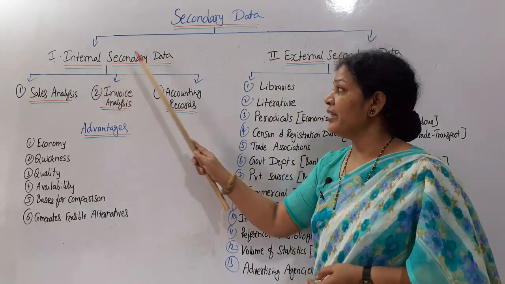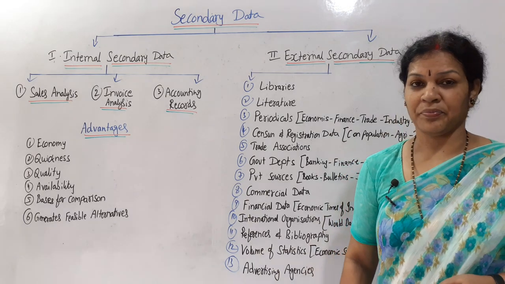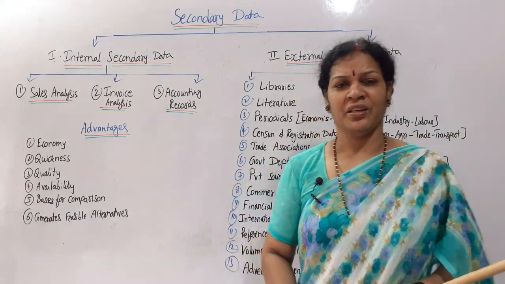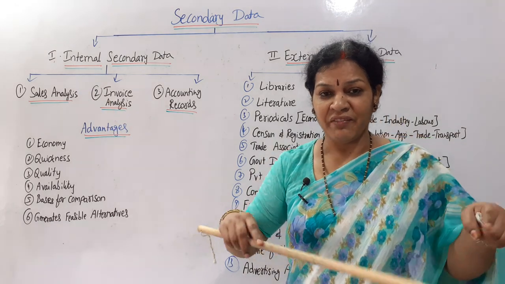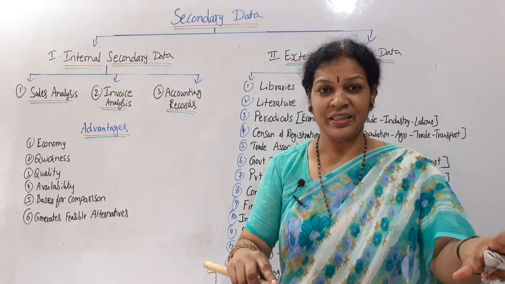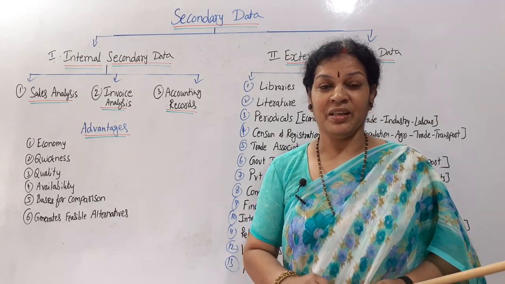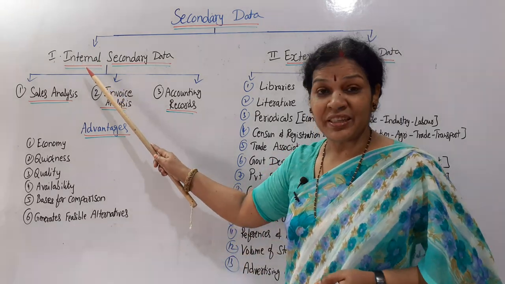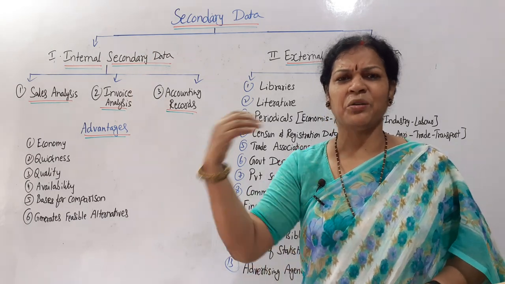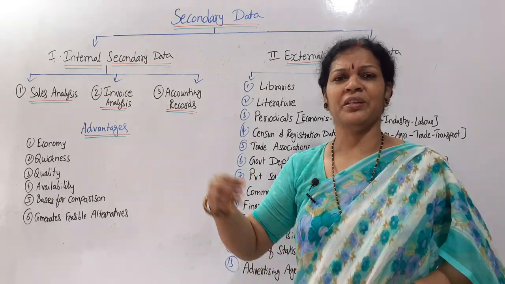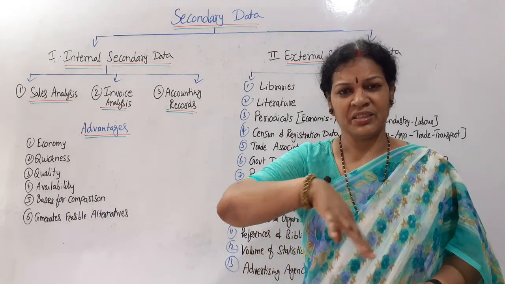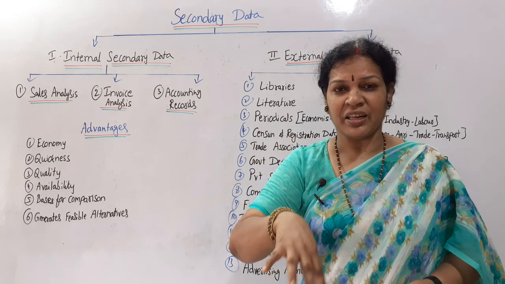First one is internal secondary data, and second one is external secondary data. Easy to remember, nothing to worry. Internal secondary data means data that is available within the company itself. The company itself has it. You need not search anywhere, need not go anywhere, need not collect the data from someone. Internal means this data is available only within the company.